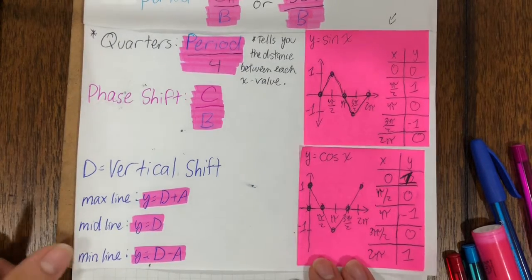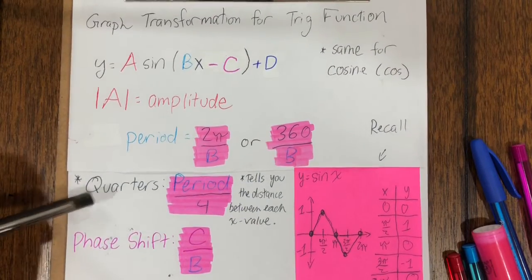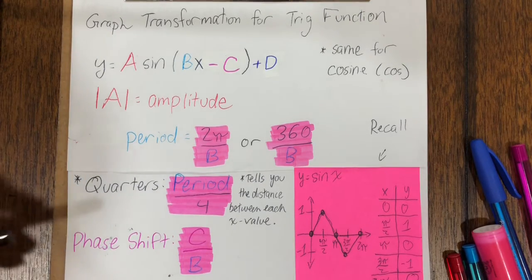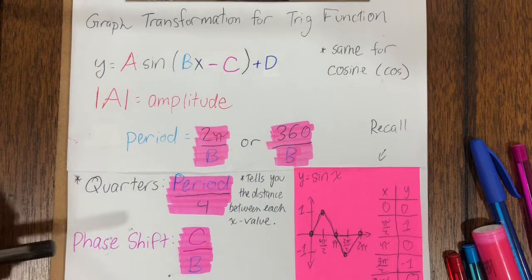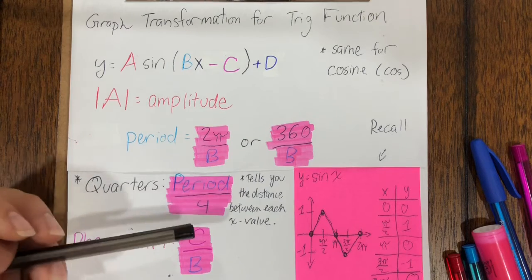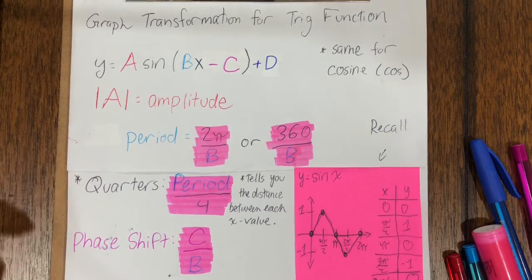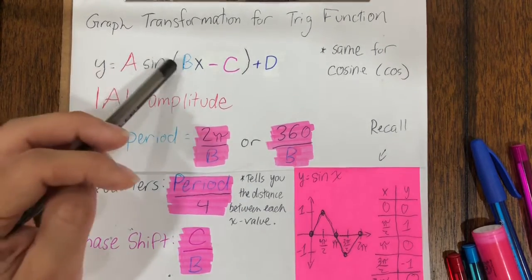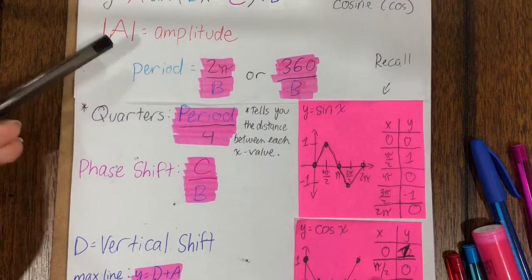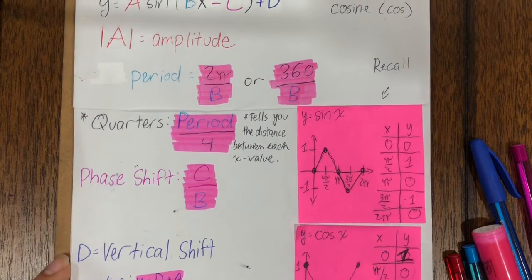Now, there's one more thing that I want to talk about, which is quarters. Quarters tells you the distance between each x value. To figure out the quarters, once we figured out the period, we're going to divide that by 4. So for each of the examples, we're going to identify numbers for A, B, C, and or D. We're going to see if we can fill in a majority of the information, so that way we don't need to make an x and y table.